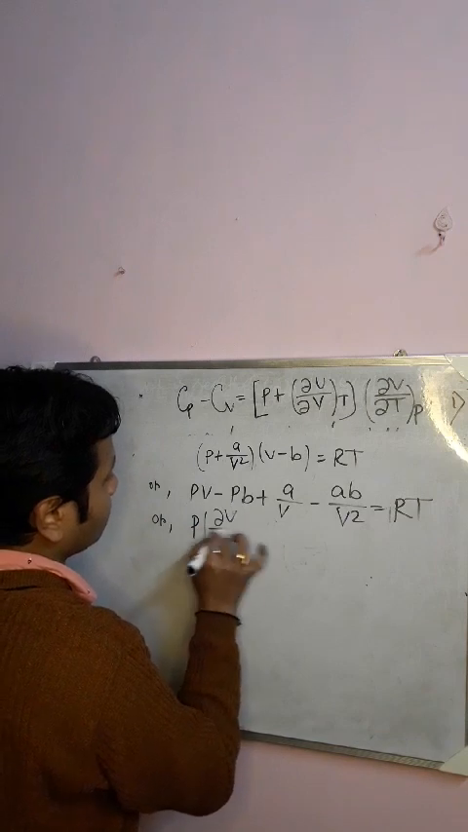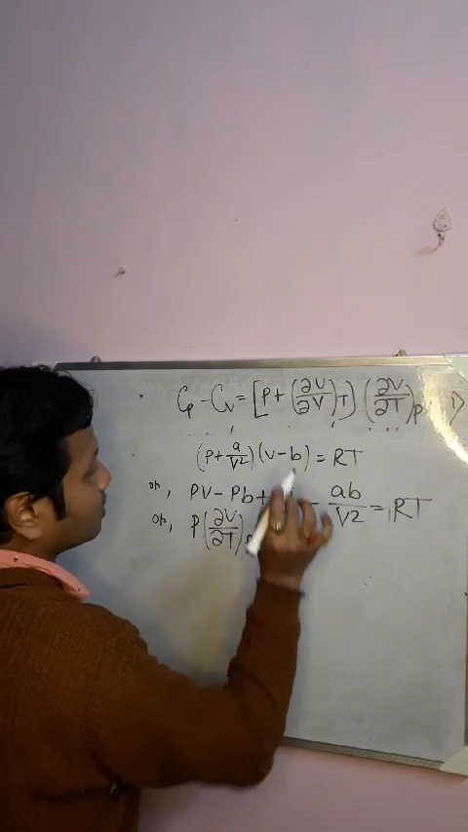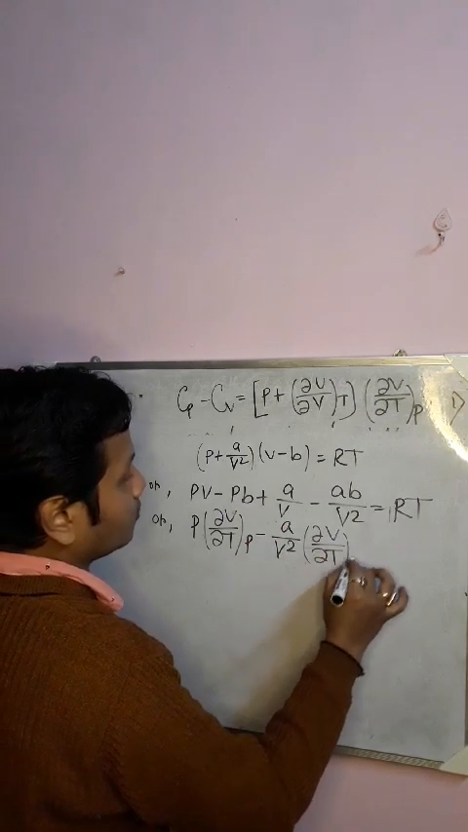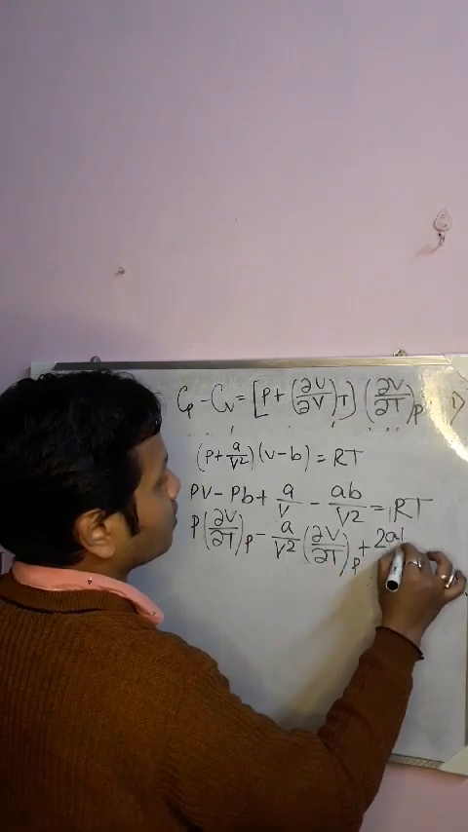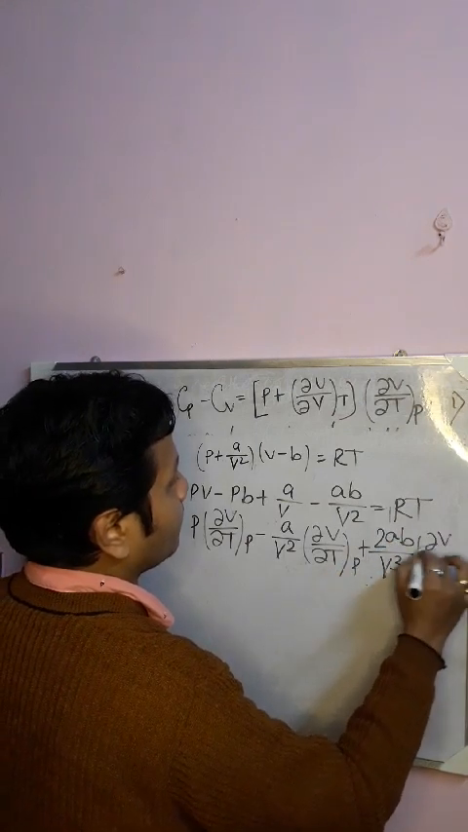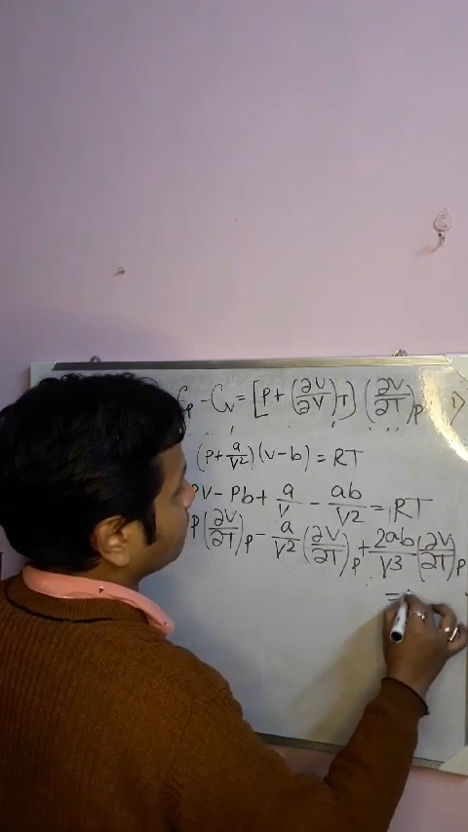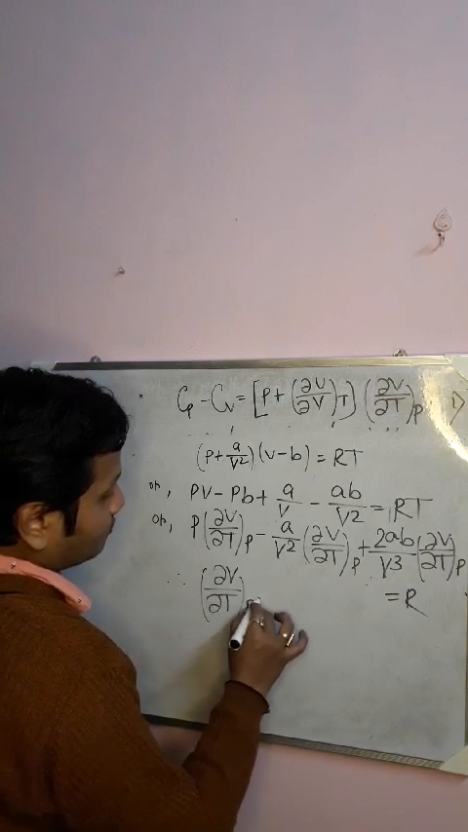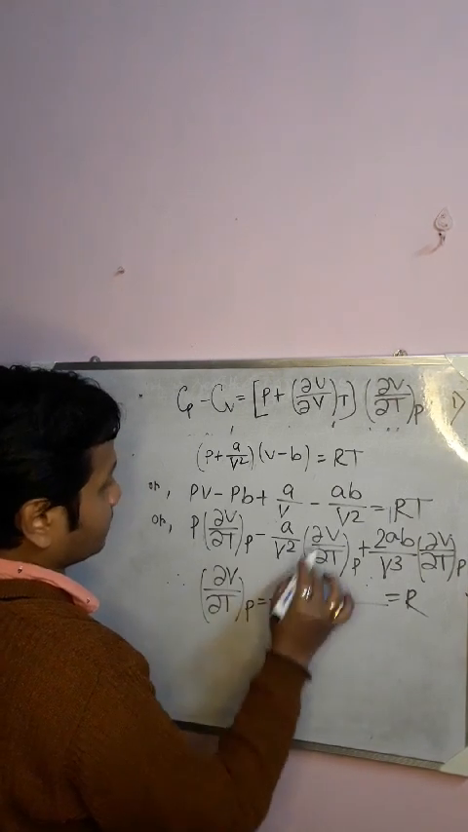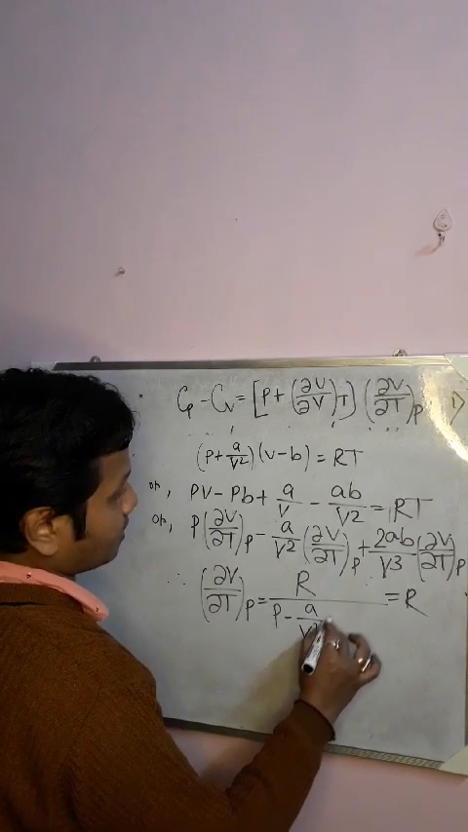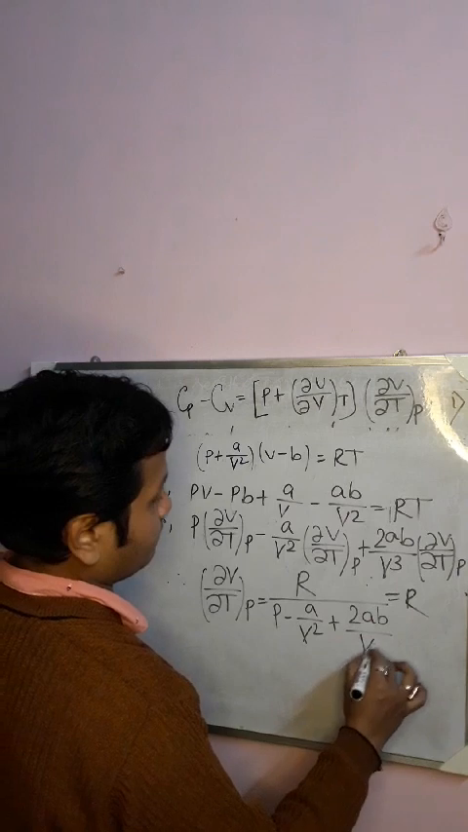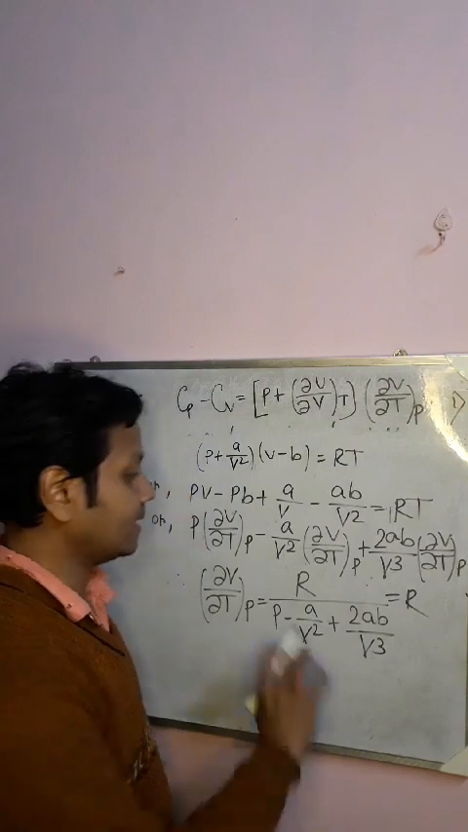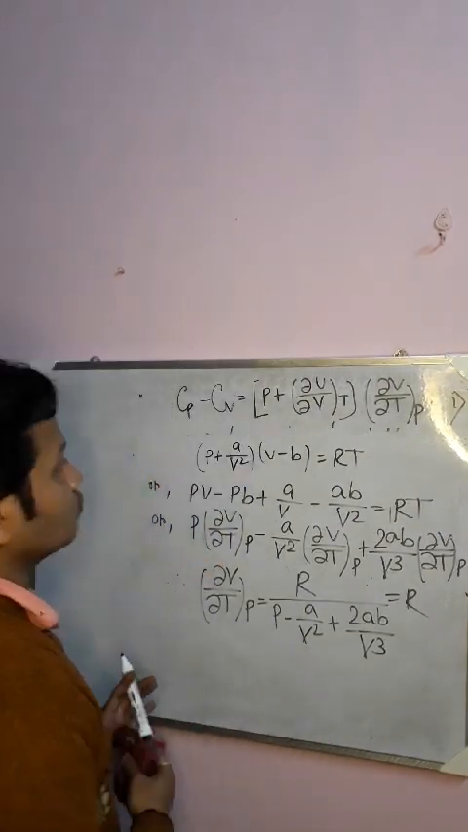So what becomes? This term is totally constant, so it is 0. And minus 1 by V square means plus 2 by V cube. So del V del T at constant pressure equals R. So what can we write? Del V del T at constant pressure means R divided by P minus A by V square plus 2AB by V cube. That we can write in this way.